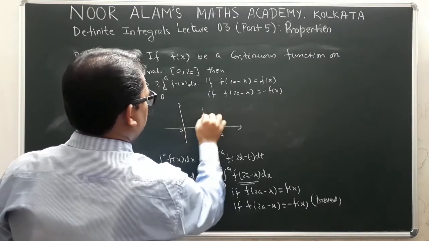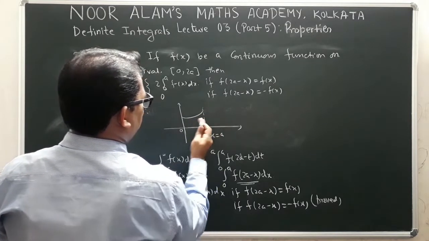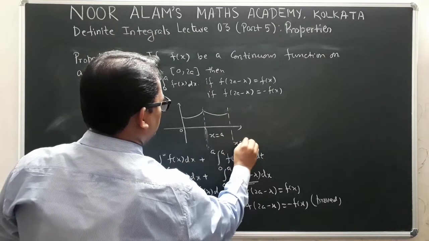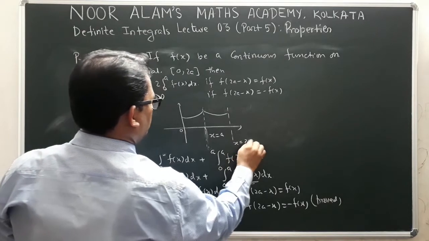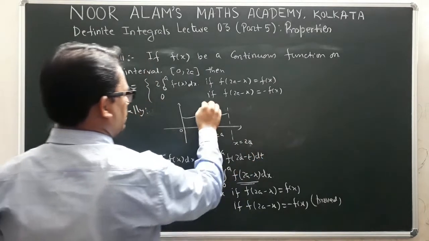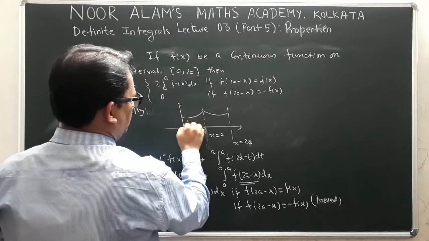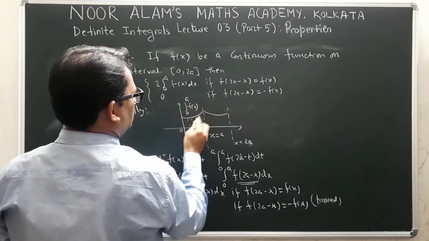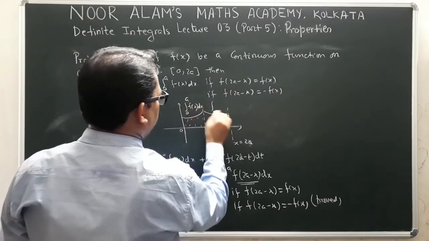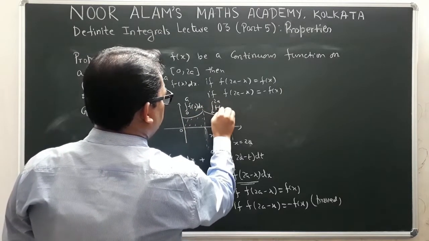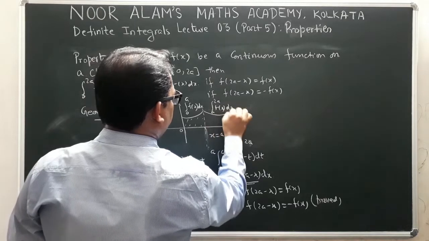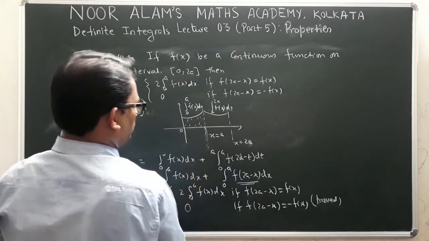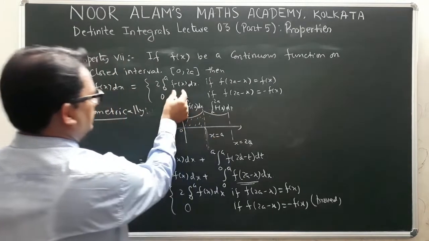So now the function looks like this from 0 to a, and the same on the other side, up to x is equal to 2a. Here we see that the function is symmetric with respect to the line x is equal to a. So the integral from 0 to a of f(x) dx will be the same as the integral from a to 2a of f(x) dx. That's why we first integrate this part and multiply by 2 so that we get the whole area. So that is the first case.